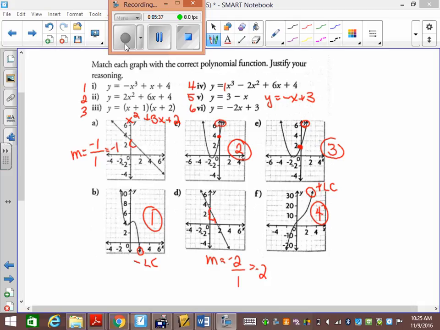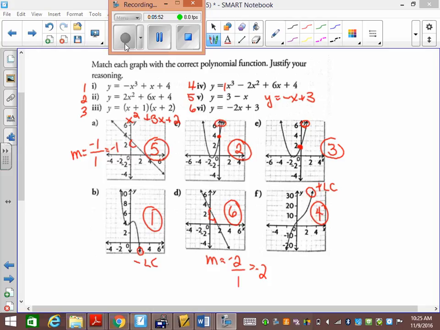This one has a slope of negative 1, which is this one, 5. This one has a slope of negative 2, which is this one, 6. So you should get 5, 2, 3, 1, 6, 4.